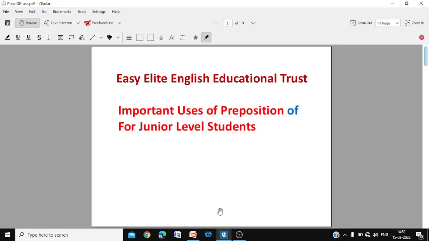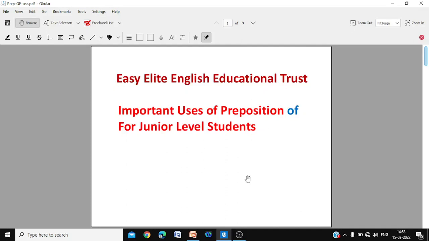Prepositions are the trickiest part in English. When you write English, prepositions are one of the trickiest parts. And the most often confused, with the widest usage, is the preposition of. It is the most commonly used, the most commonly confused, and the shortest and simplest one. So here we have, for junior level students, certain guidelines on the important use of this preposition.